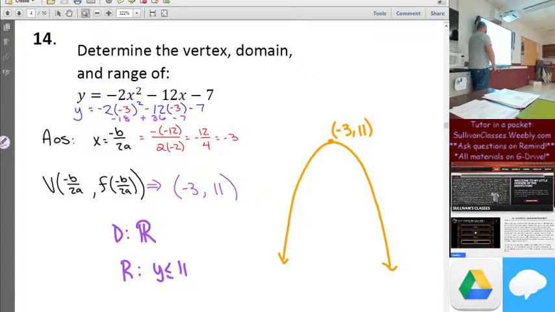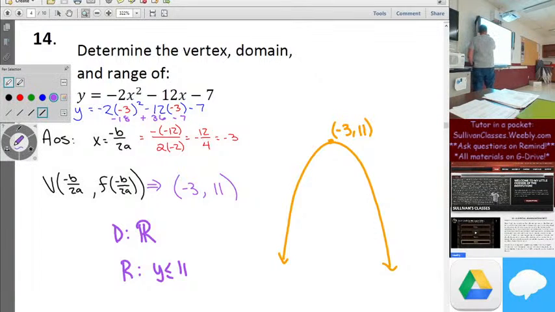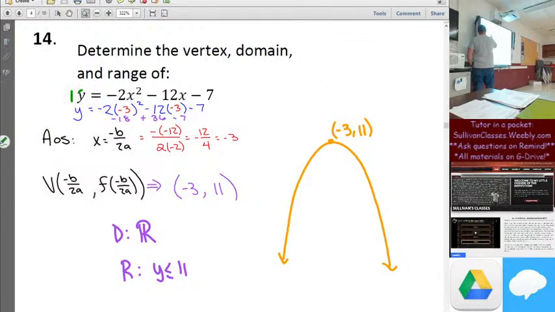In fact, if you stick a 12 right here and try to solve it, you get imaginary solutions. That's what happens, because it's not possible.